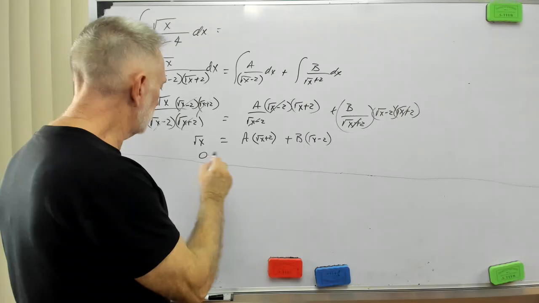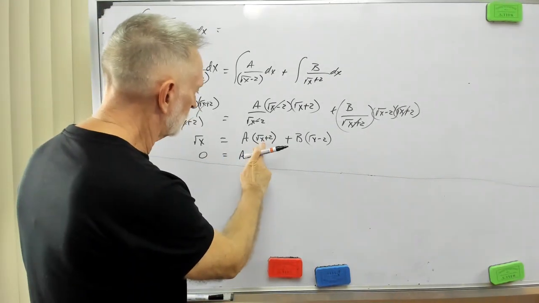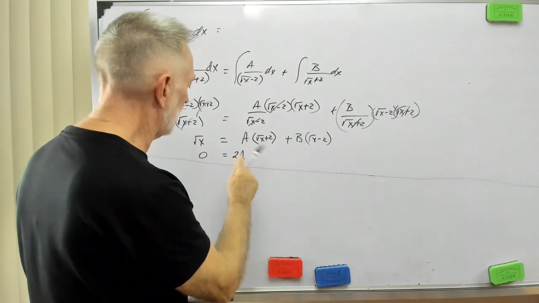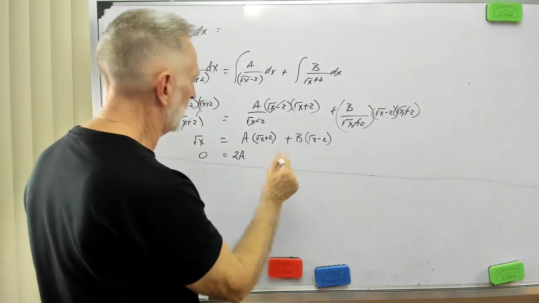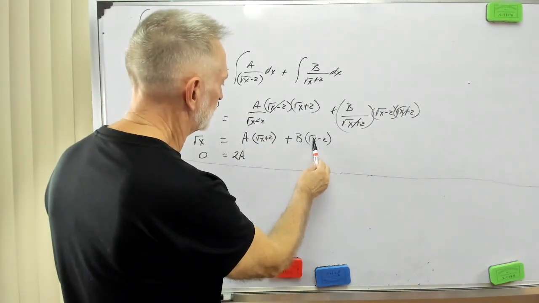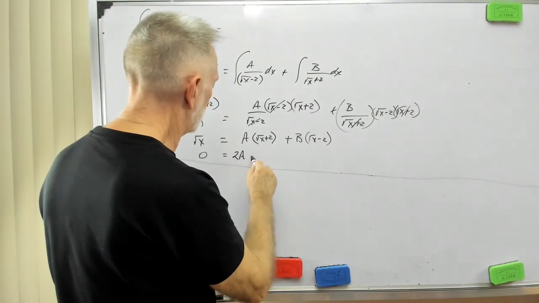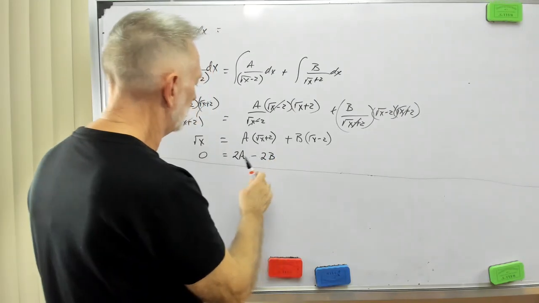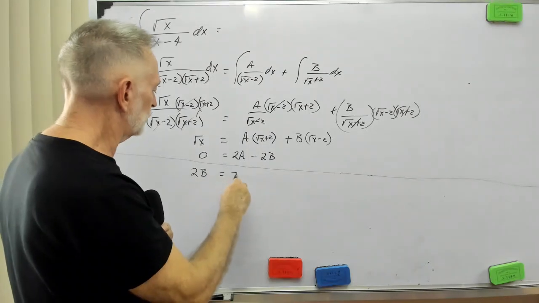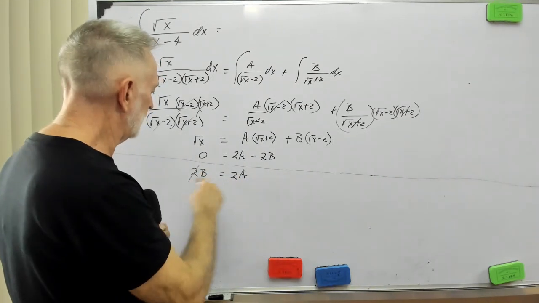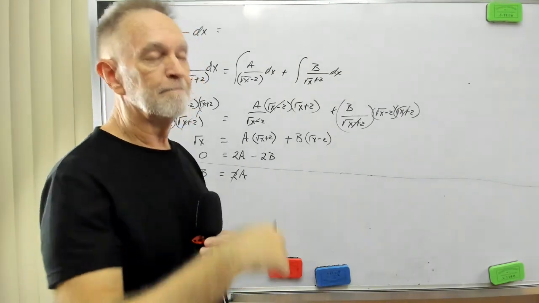So square root of 0 is 0, and a times 0 plus 2 gives me 2a, because I would have 2 inside. 2 times a is 2a. Same situation here, except this is 0. Negative 2 times b gives me minus 2b. If I add 2b to both sides, I have 2b equals 2a. If I divide both sides by 2, I have b equals a.